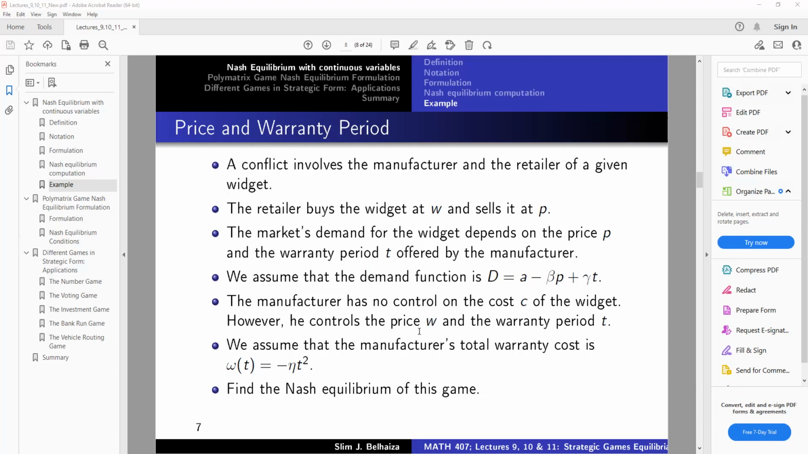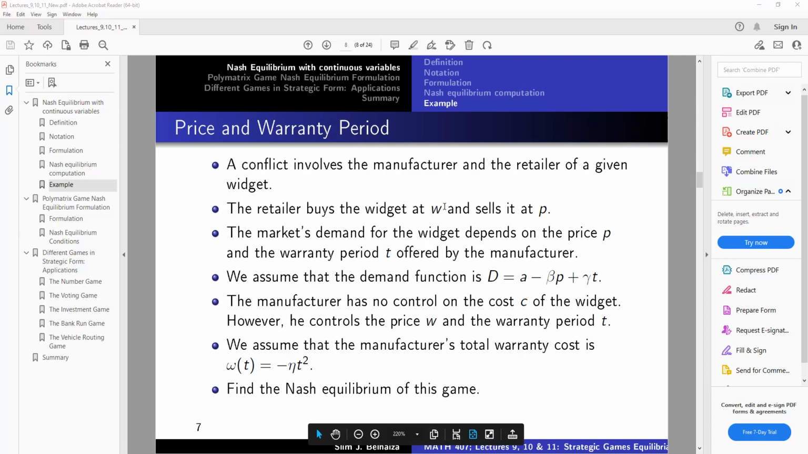However, he controls the price W he bills to the retailer and the warranty period he would guarantee for the consumers. So to summarize, the manufacturer controls two variables, W and T, while the retailer controls one variable, which is P. And we also assume that the manufacturer's total warranty cost is omega of T, which is minus eta T squared. So we are looking to find the Nash equilibrium for this game.